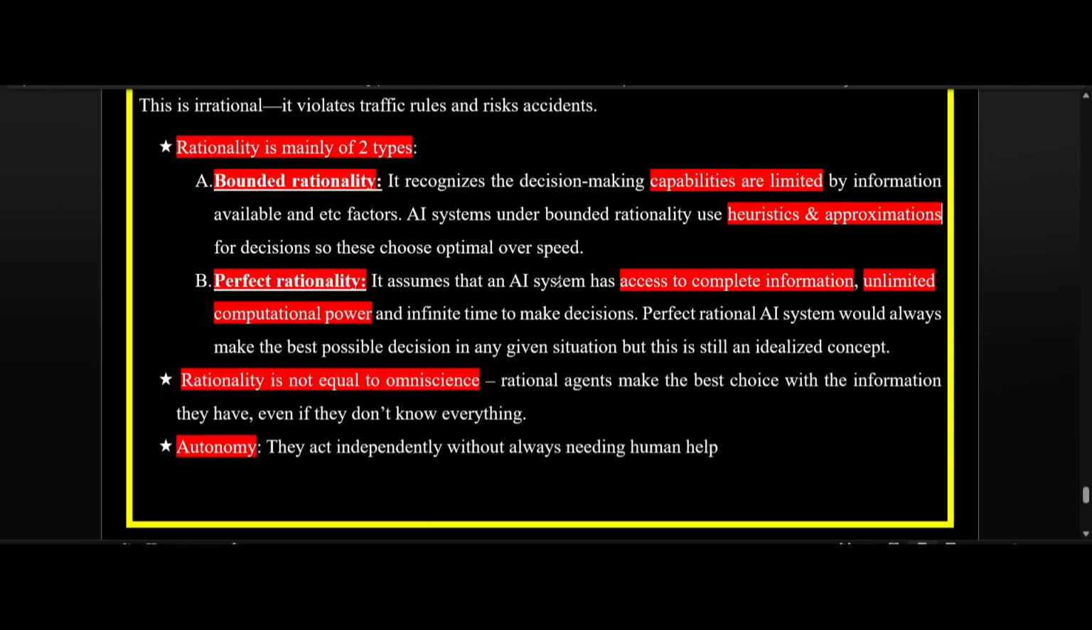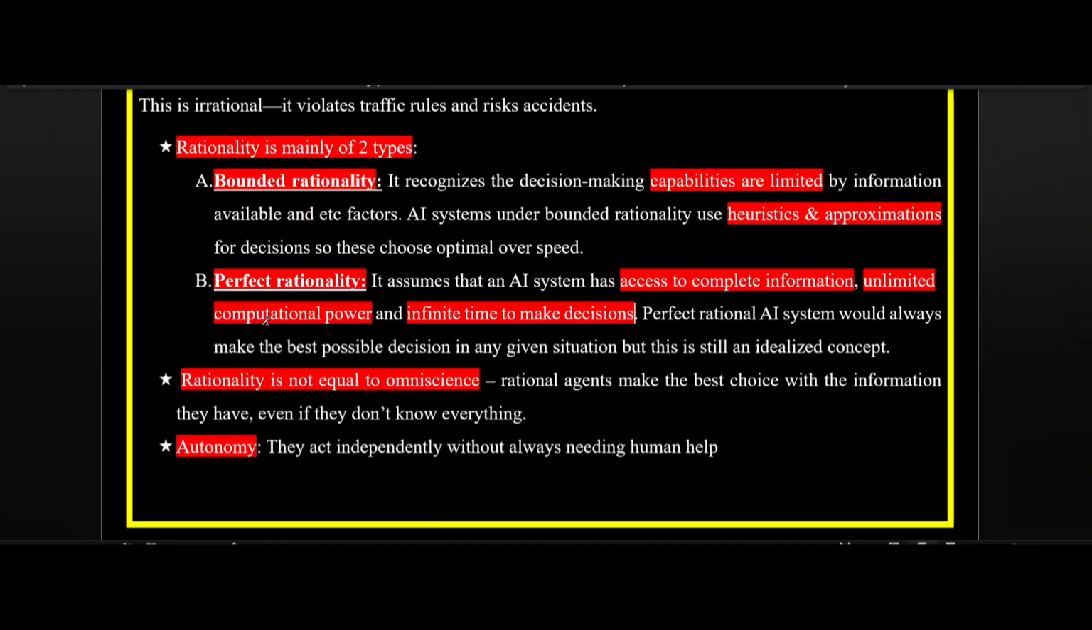Perfect rationality assumes that an AI system has access to complete information, unlimited computational power, and infinite time to make decisions. A perfectly rational AI system would always make the best possible decision in any given situation, but it is still an idealized concept. This concept may sound good to implement in real life, but it is still idealized and has not yet been implemented in reality.